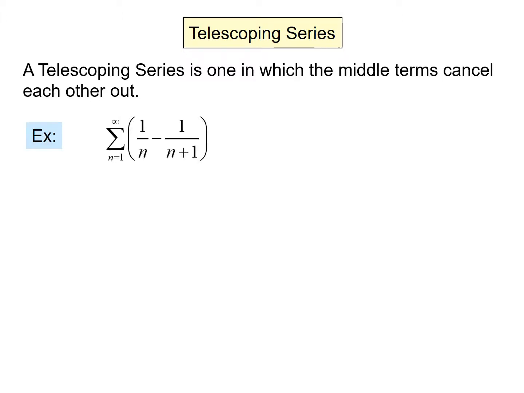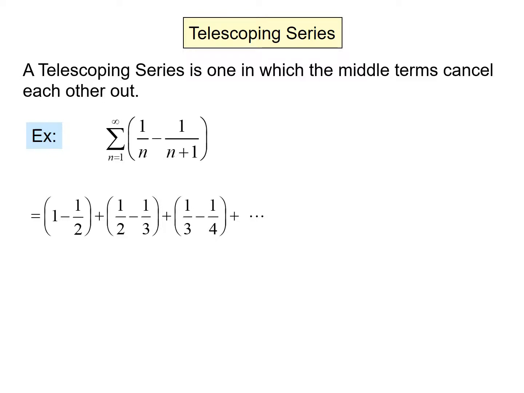So if we looked at this, we have the sum of 1 over n minus 1 over n plus 1. And it's going to be useful here to write out the first few terms. So if I start with n equals 1, I get 1 over 1 minus 1 over 2. And then I go to n equals 2, so I have plus 1 over 2 minus 1 over 3, and then plus 1 over 3 minus 1 over 4. And you can see that all of these middle terms end up canceling each other out.